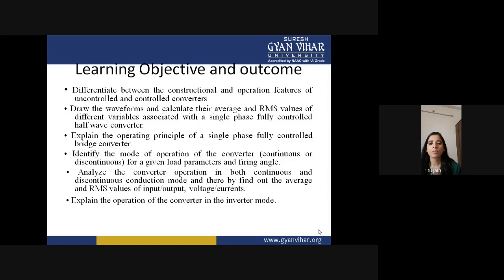They will be able to explain the operating principle of a single phase fully controlled bridge converter, and identify the mode of operation of the converter, continuous or discontinuous, for a given load parameter and firing angle. And they will be able to analyze the converter operation in both continuous and discontinuous conduction mode, and thereby find the average and RMS values of input or output voltage and currents.